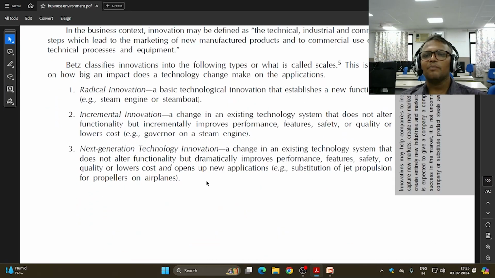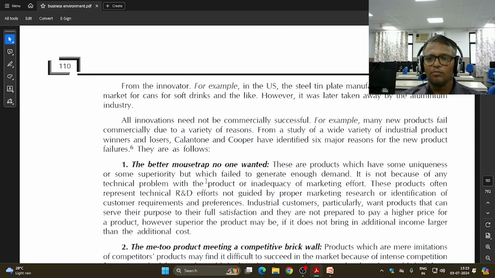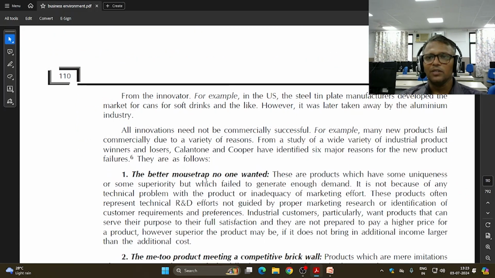And third is the next generation technology innovation, which represents a change in the existing technology system that does not alter functionality but dramatically improves the performance, features, safety, or quality at lower cost in reference to new applications, for example, substitution of jet engines for propellers. Now, for innovators, for example, in the US, the steel tin plate manufacturers developed the market for cans for soft drinks and the like. However, it was later taken up by the aluminum industry.